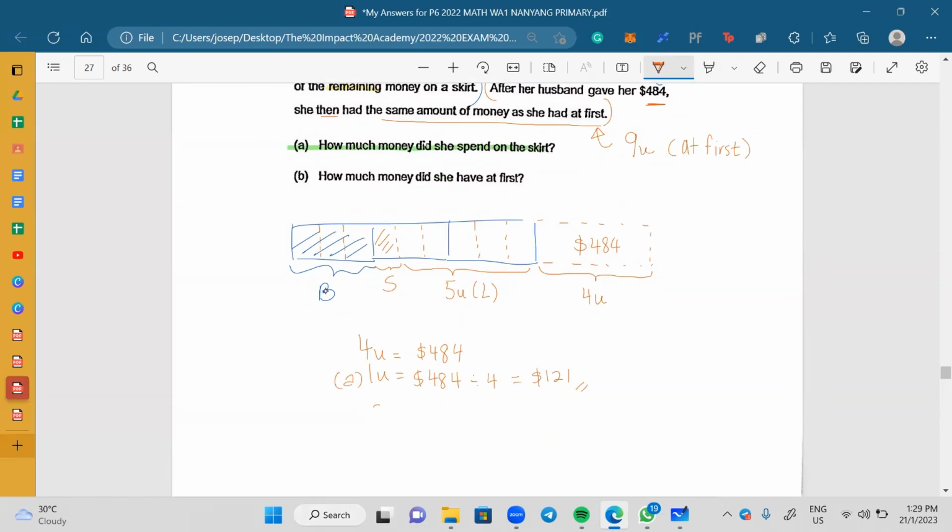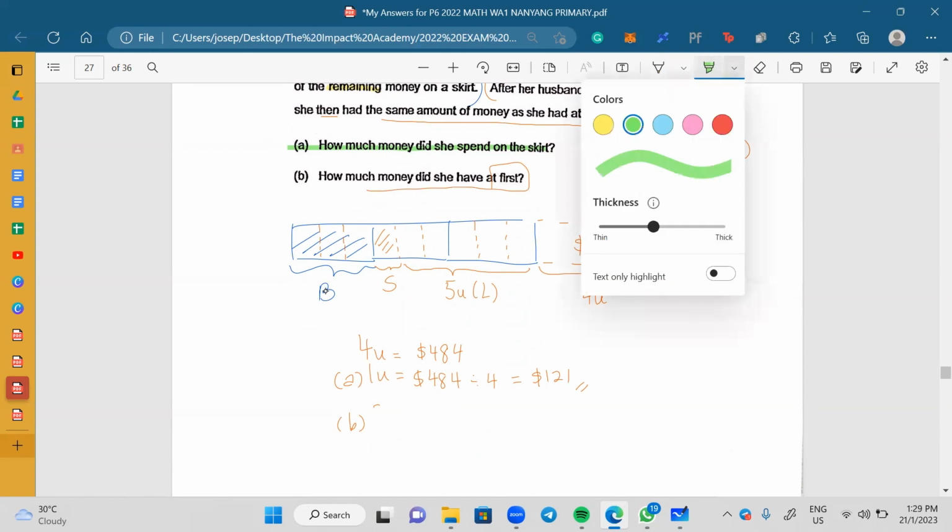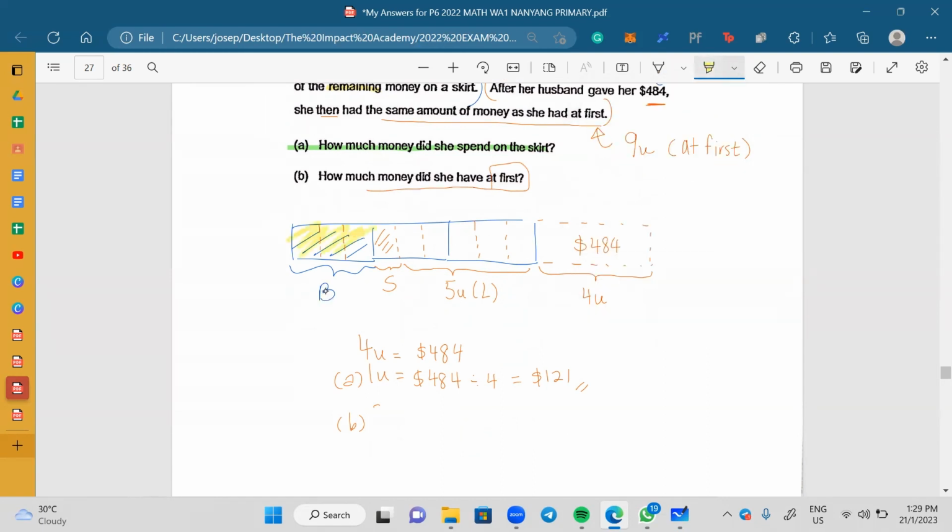How fast is this? This is what I meant by getting to your answer without reading the question, or getting to your answer naturally. Understand? How much money did she have at first? So have at first means from where to where. I'm just going to highlight it in yellow, okay? It's everything before 484. You understand? Because the money that she had at first is without the husband's money.